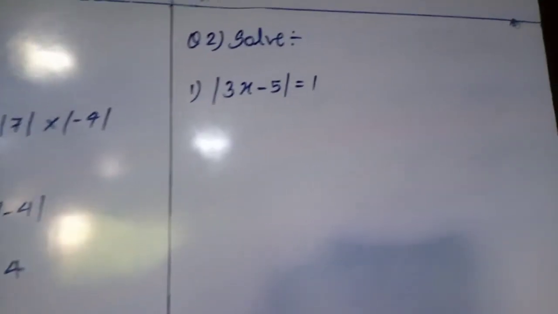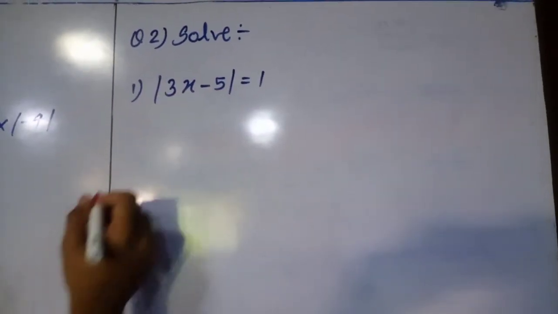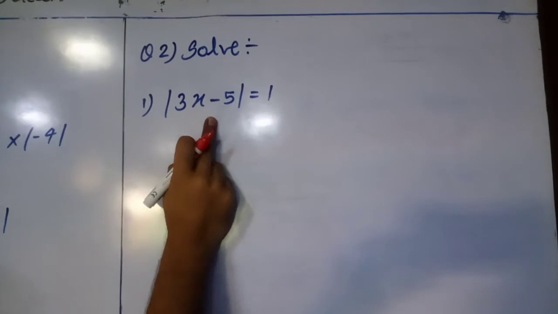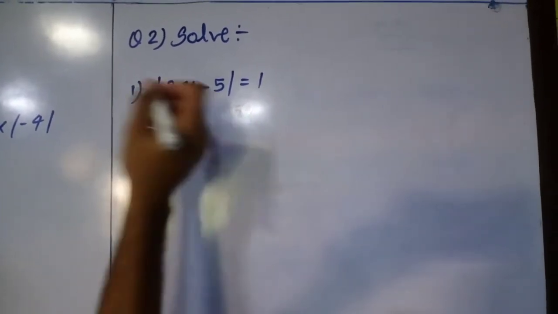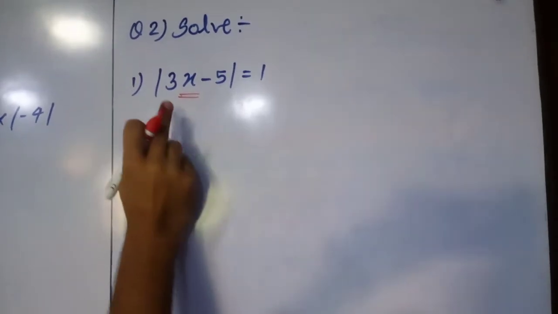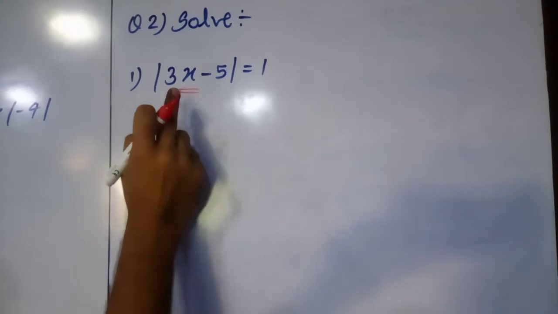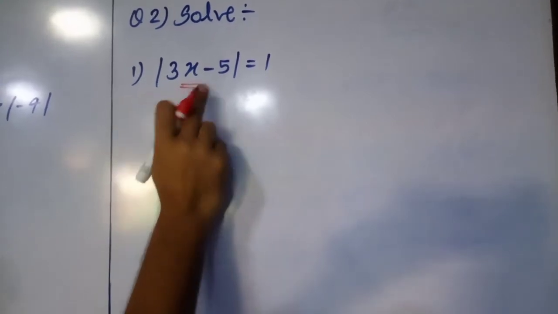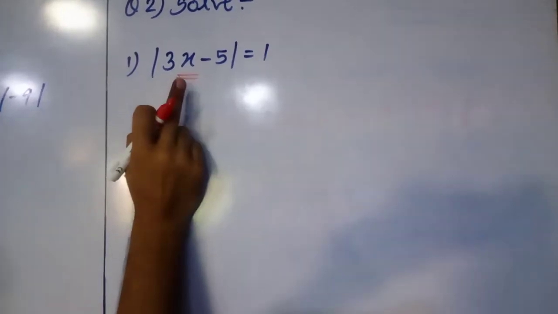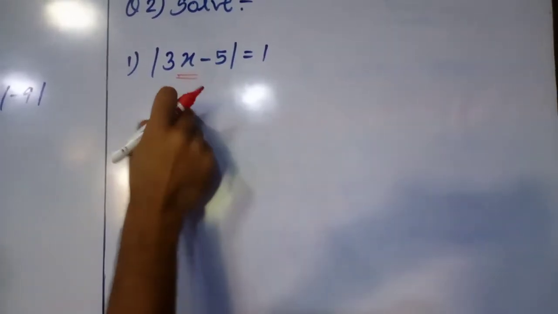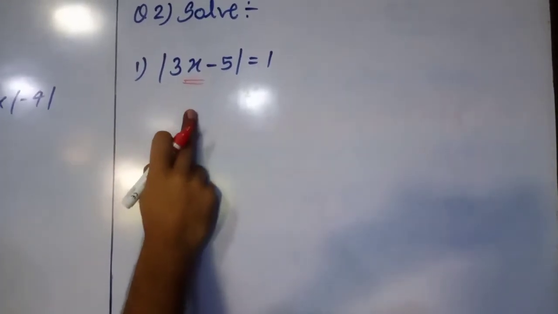Let's start question number 2. Here we have to solve the modulus of 3x minus 5 is equal to 1. If there is x, can we say what the exact value of x is? No. If x is 2, then 3 twos are 6, 6 minus 5 we get 1, that is positive. But if we have 0, 3 into 0 is 0, 0 minus 5 will be minus 5. So we cannot say what the exact value of x is.